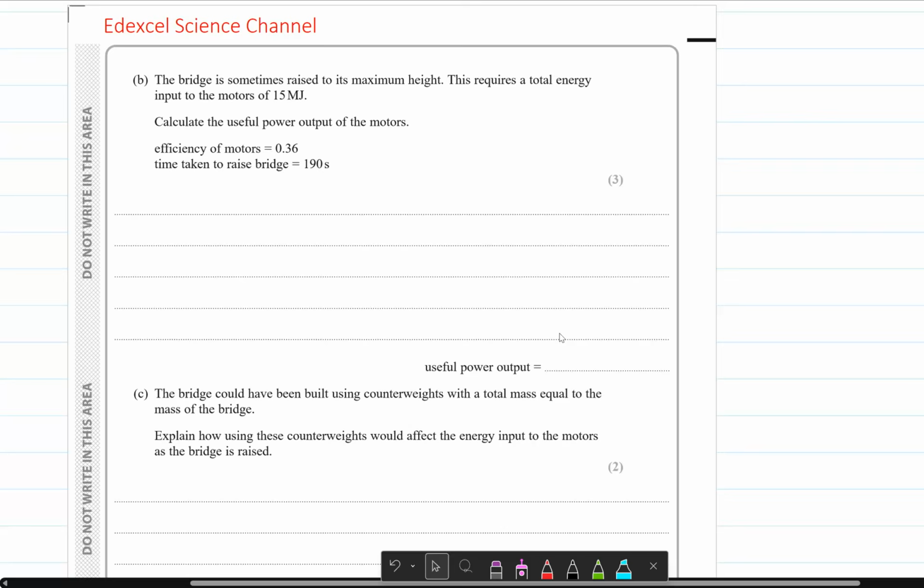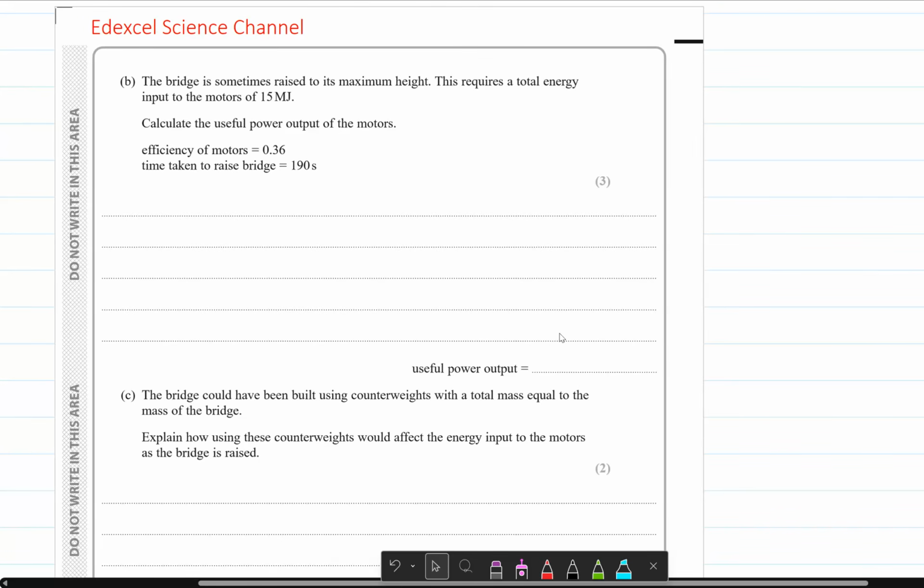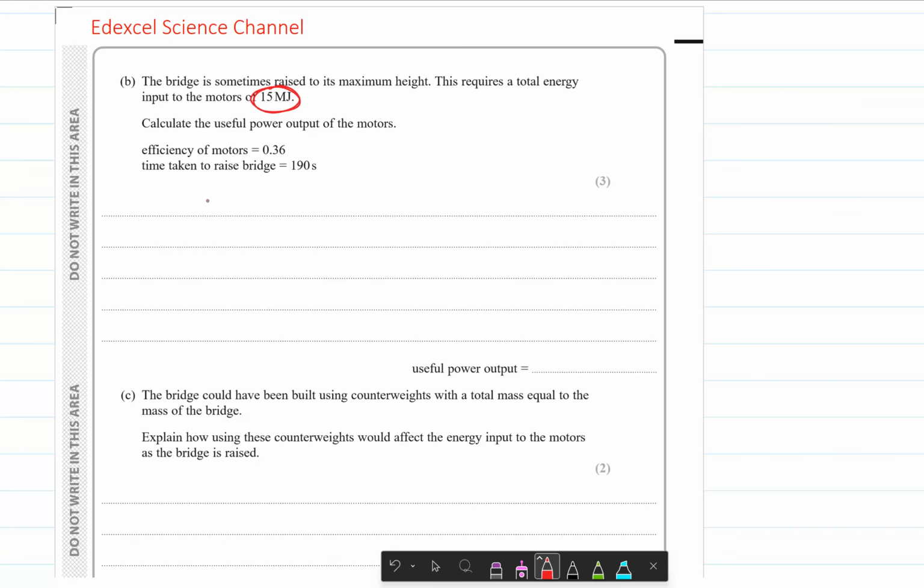Question B. The bridge is sometimes raised to its maximum height and it requires a total energy of 15 megajoules from the motors. Calculate the useful power output. So this is the total energy, it's not the useful; we have to find the useful power. Now, they have given us the efficiency of the motors, so clearly we have to use the formula for efficiency.